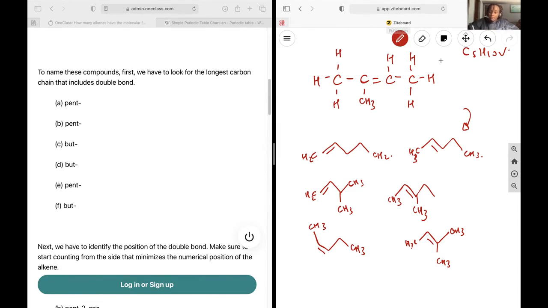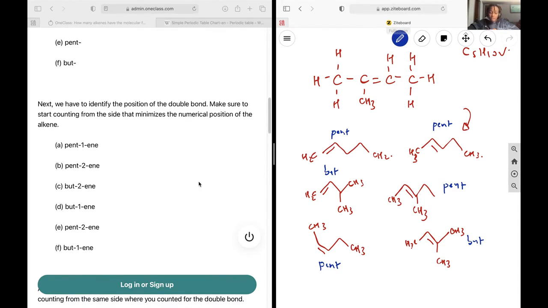So let's identify the longest carbon chain on each. Here I have a straight carbon chain with 1, 2, 3, 4, 5, and so this is going to be pent. Again, it hasn't changed, it's still pent. Here my longest carbon chain is 1, 2, 3, 4, because this is a methyl group, and so this one is going to be but. This one too, let's look, 1, 2, 3, 4. Sorry, 1, 2, 3, 4, 5. So this one is going to be pent. Here I have 1, 2, 3, 4, 5. So this one is going to be pent. And lastly, here I have 1, 2, 3, 4. So this one is going to be but.